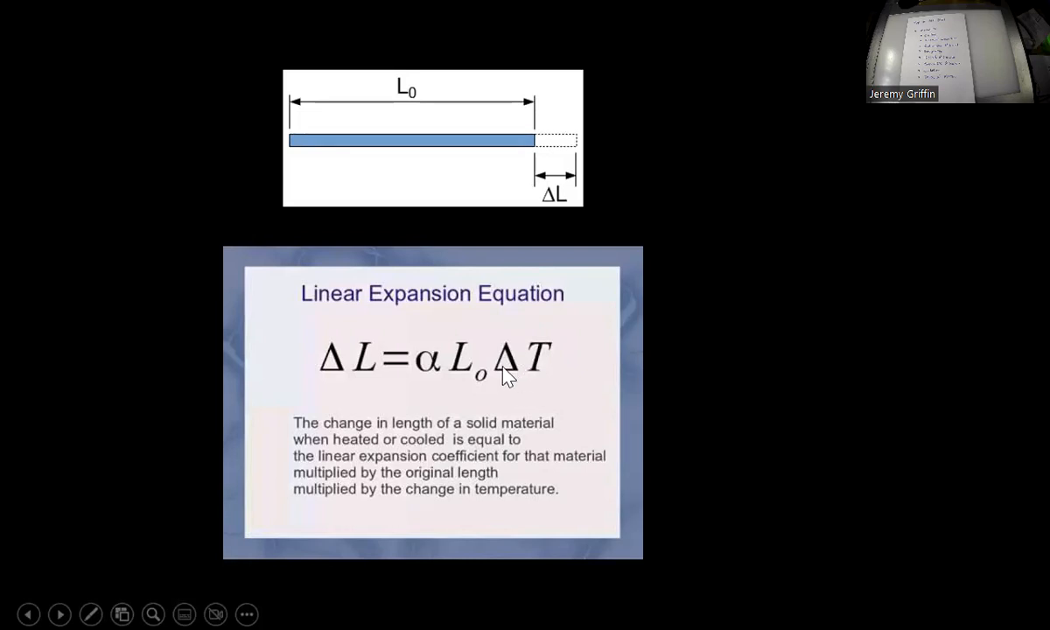Quick review, guys. Is a change in 10 degrees Celsius the same thing as a change in 10 Kelvin? Yeah, because those two systems are scaled the same, right?